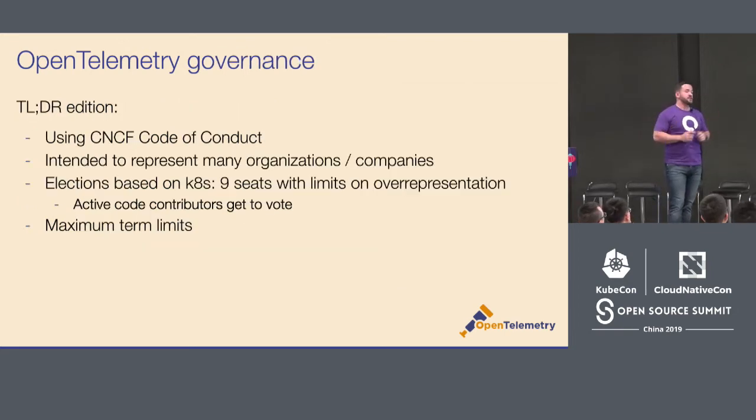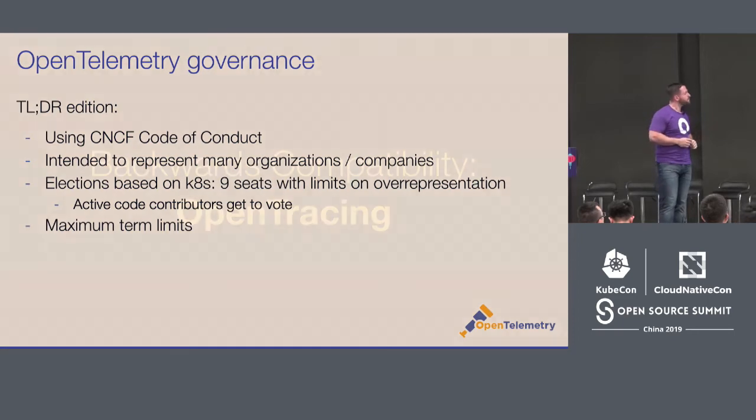And then finally, we're using the CNCF Code of Conduct. OpenTelemetry is a CNCF project. The goal is to represent as many different companies and organizations as possible. We don't want to have unequal representation or one company kind of driving the project. We really want the community as a whole to drive the project. Right now, elections are based on the Kubernetes model, so there'll be 9 seats with limits on overrepresentation, so no company kind of controls the governance board. Only active code contributors get to vote, kind of important. And there are maximum term limits, so again, the idea is to rotate people and companies in and out of the project.